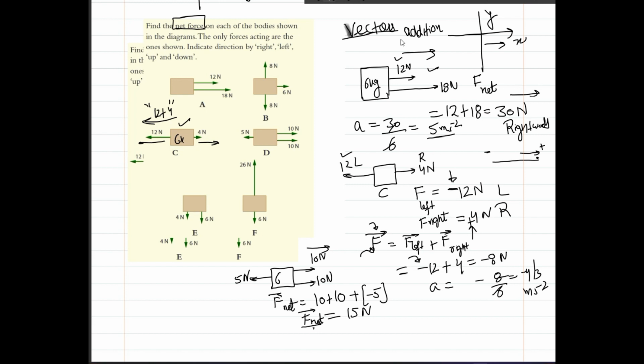So if this block is again 6 kgs, I'm going to write acceleration is going to be 15, which is the net force divided by the mass of the body, which is equal to 2.5 meter per second square. Okay, I hope you get this. How do you add and subtract? This is pure sign convention and vector algebra being followed.